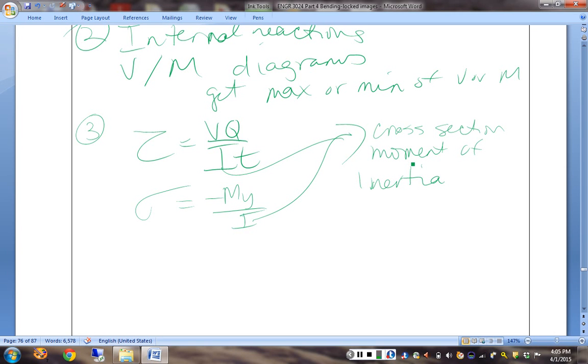What if I just give you the dimensions? And it's some weird non-symmetric thing.